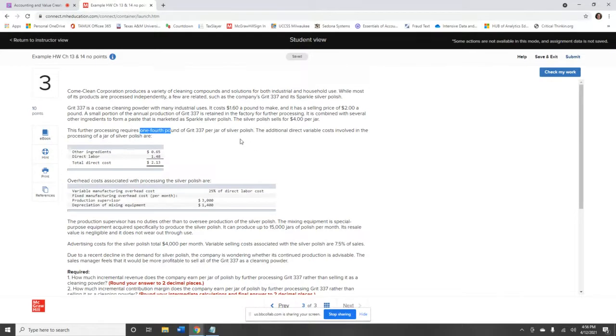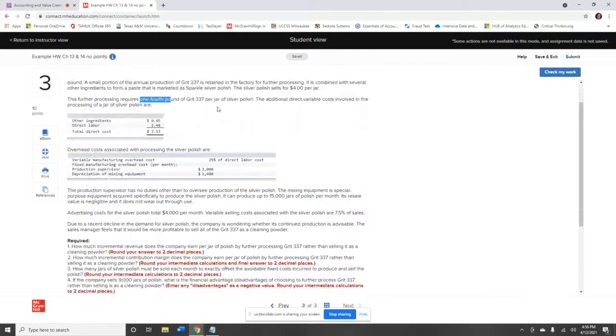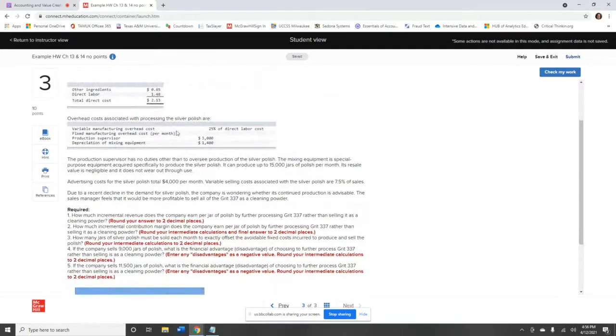It depends on how much it costs to turn it into polish. To make it into polish, we have to add some stuff to make it into paste, and maybe put it in a machine and stir it, stuff like that. So we have to add 65 cents of other ingredients, direct labor of $1.48. There's our total direct costs. Overhead is 25% of direct labor. Fixed manufacturing, so we have a production supervisor and some depreciation on the mixing equipment.